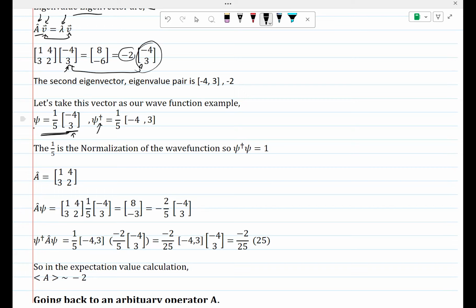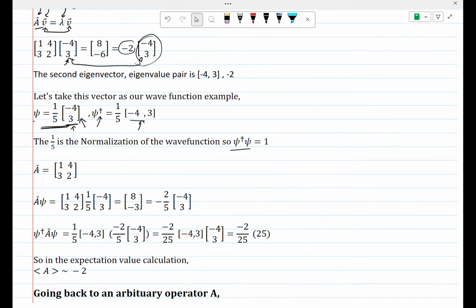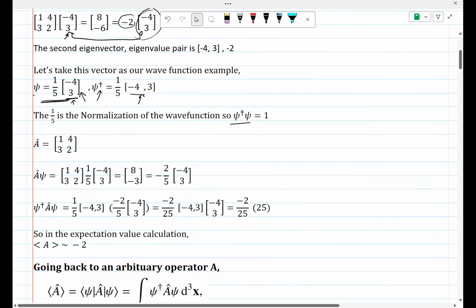The dagger version of it, the complex conjugate and transpose, is the same thing but as a row vector instead. This is a column vector, this is a row vector. The complex conjugate doesn't do anything because they're real numbers in this case, but in general it could change that i to -i. You can check that if you do psi star psi together, you get 1. That's just to normalize it to 1. It doesn't have to be normalized to 1. If you have 2 particles, maybe you want to normalize it to 2, 3 particles, and so on.